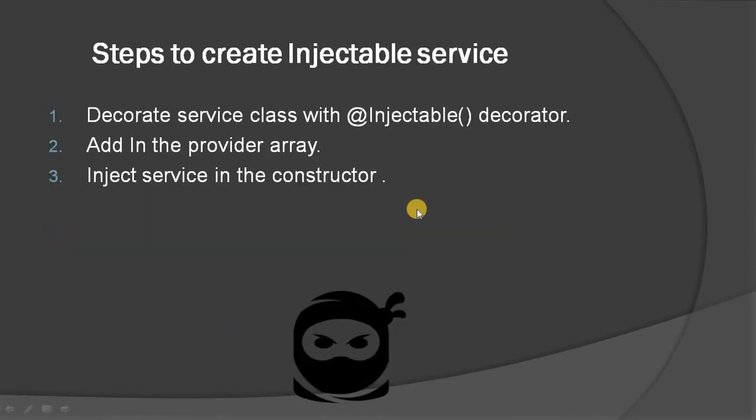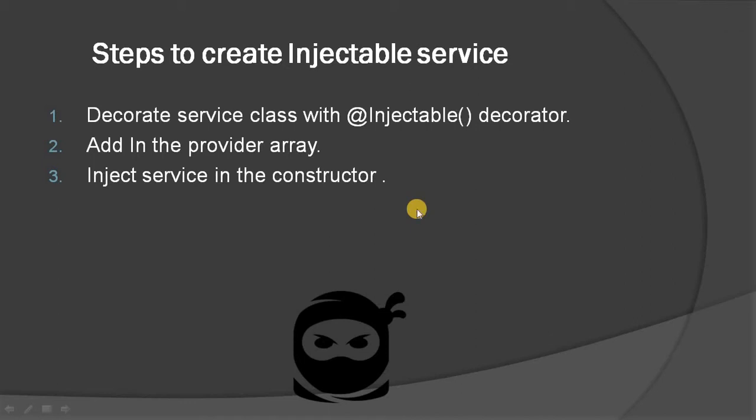So the question is how to create injectable services. We have three steps to create an injectable service. The first step is to decorate our service class with the Injectable decorator. Next, add our service into the provider array, so Angular can understand that the injector will maintain the object of the injectable service. Next, use our service in the component.